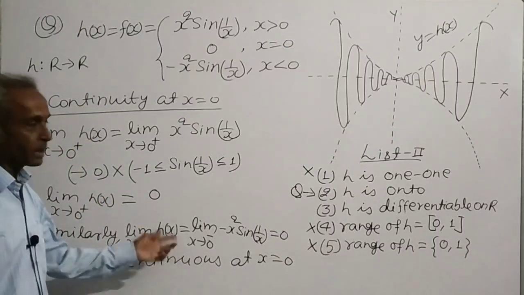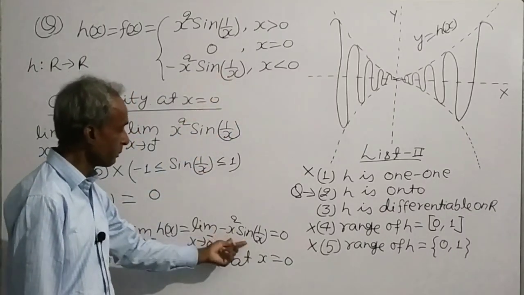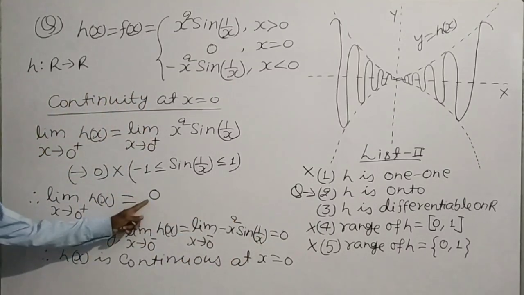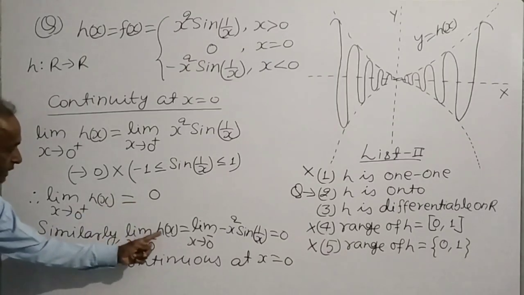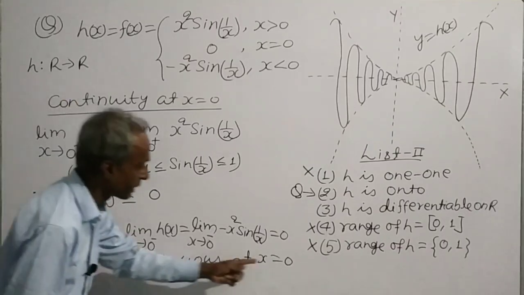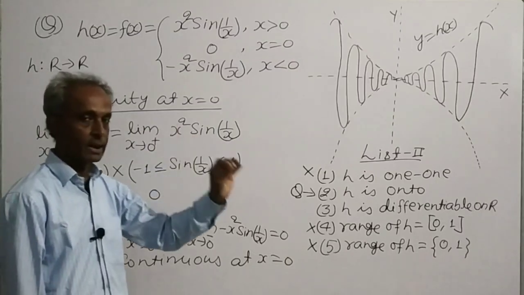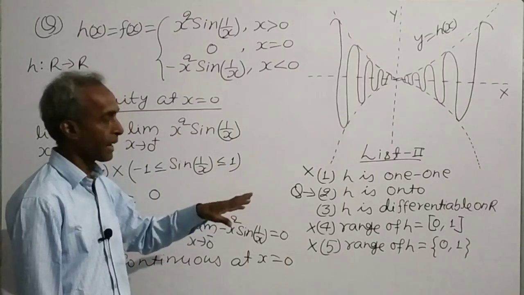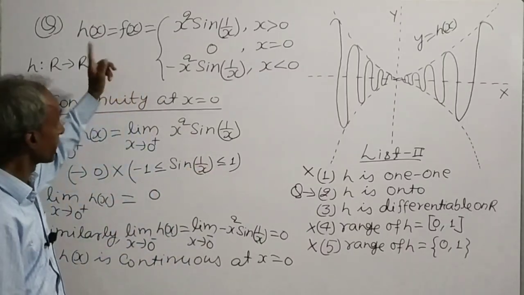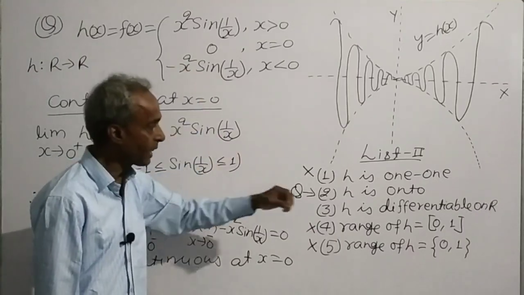Similarly, the left-hand limit when x is less than 0 will be the limit of this, and this will also be equal to 0. Since the right-hand limit is equal to the left-hand limit, therefore h(x) is continuous at x equal to 0. At all other points in the real line, it is also continuous. Therefore, h(x) is continuous at each point in the real line.